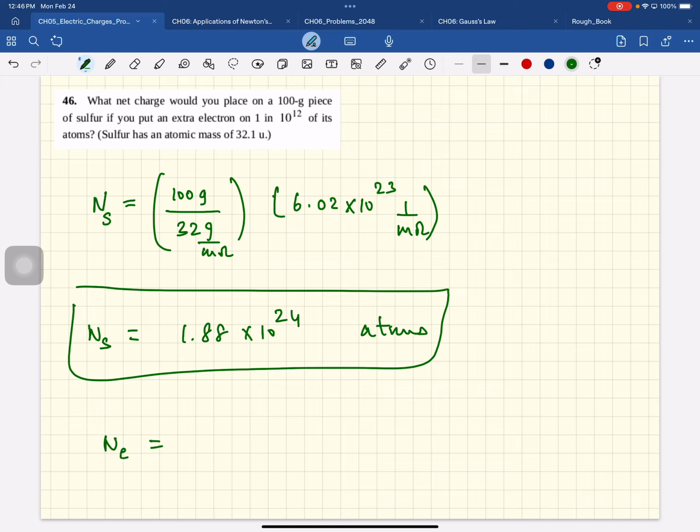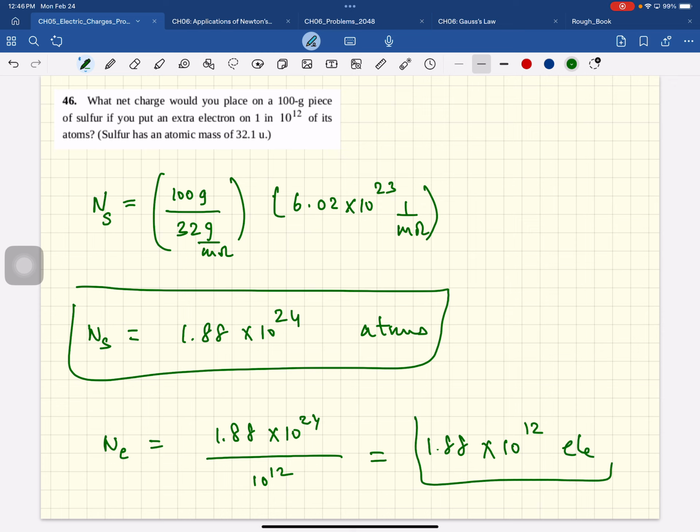Well, no. So 1.88 into 10 to the 24 divided by 10 to the 12. So 1.88 into 10 to the 12 electrons. So you're going to put 2 times a trillion electrons. Okay. You guys following this? All right.